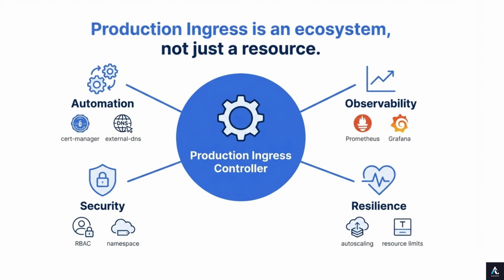As systems evolve and the number of routes increases, Ingress resources need to be separated thoughtfully, keeping routing rules readable, intentional, and easy to reason about. And observability is no longer optional. You need metrics, logs, and clear dashboards. Dashboards that surface latency, error rates, and TLS handshake failures before users ever notice a problem. Seen this way, production Ingress becomes much more than routing. It becomes governance, security, automation, and scale, all flowing naturally from a well-designed architecture.